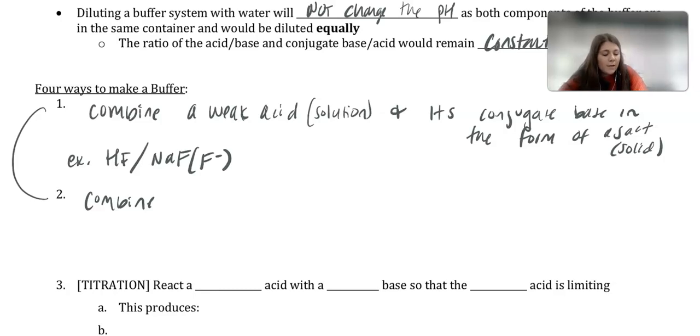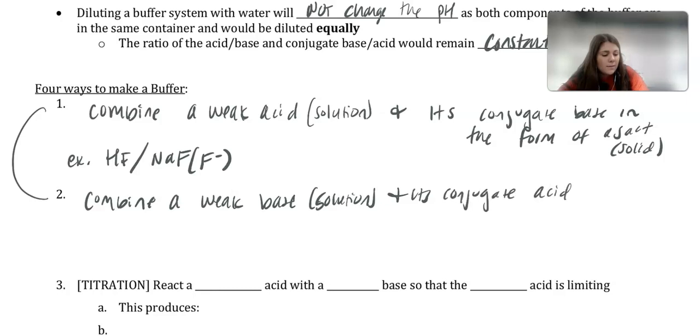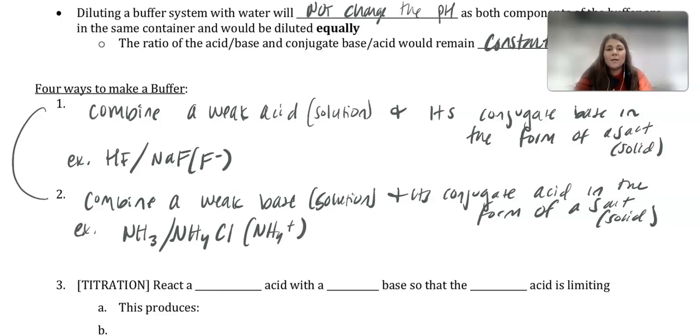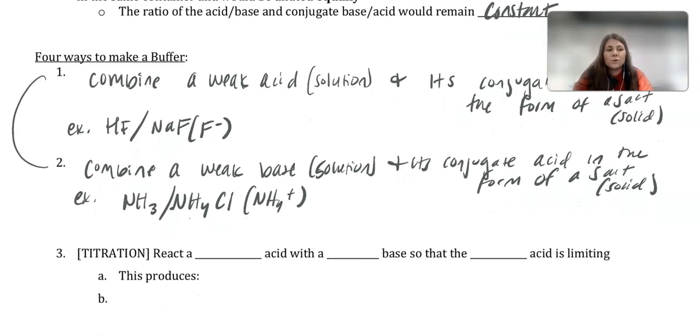So here we combine a weak base that's in a solution and its conjugate acid in the form of a salt. So here, a solid. An example, let's say we had a solution of ammonia. It's just in weak equilibrium. This would be kind of like 8.3 that we've talked about. And then let's say we added ammonium chloride, NH4Cl. Here, the chloride isn't going to do anything. All we care about is that ammonium coming in because that's our conjugate acid for the NH3.